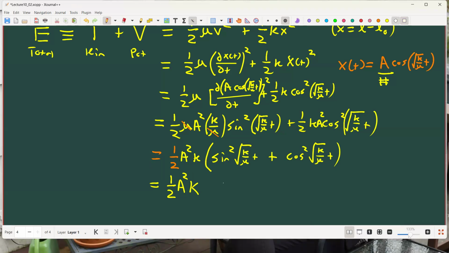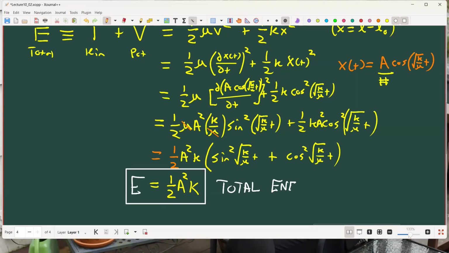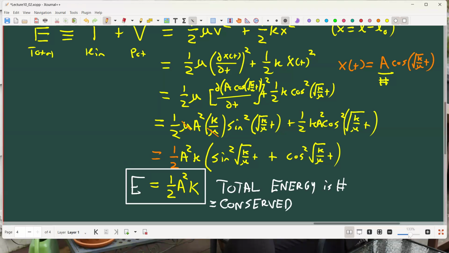So what this means is that the total energy of the system is just a number, and is therefore conserved. Which is exactly what we want. We always want our energy to be conserved. We always want to define something so that the energy is not changing in time. Kind of a useful thing to have, so that every spring at every time acts exactly the same way.